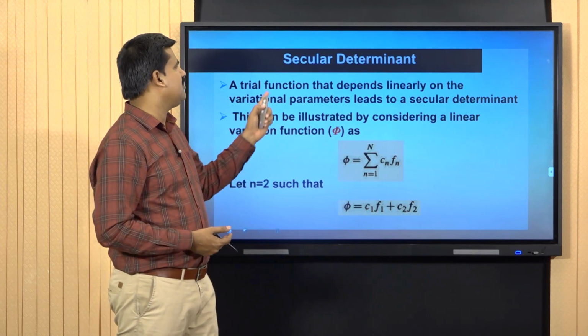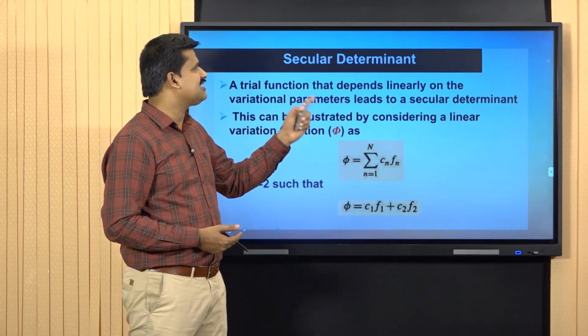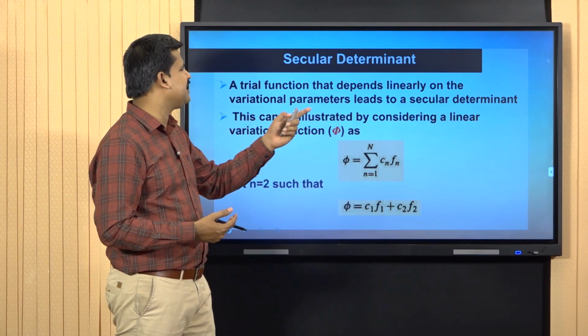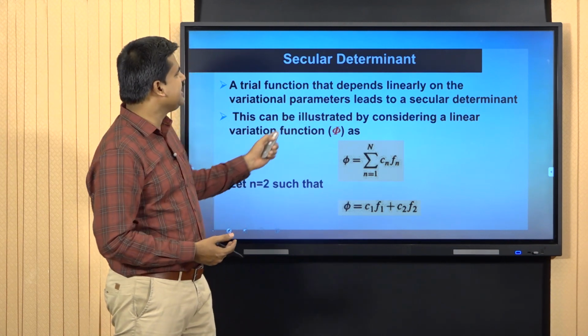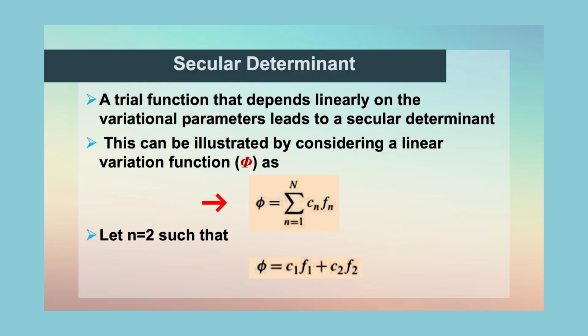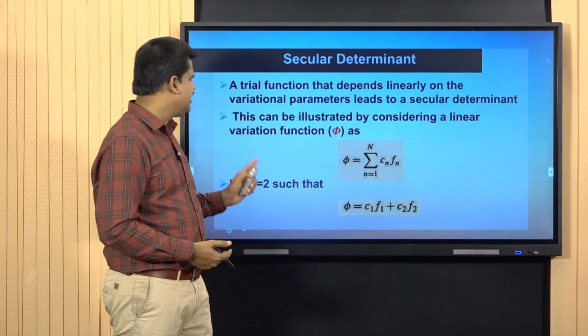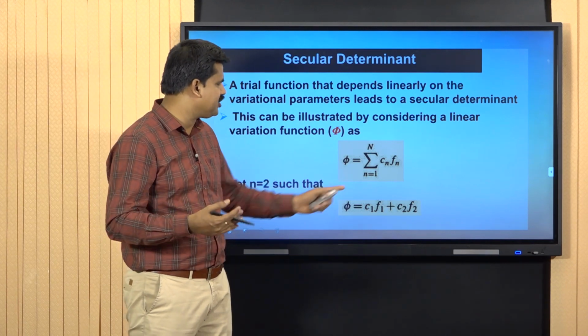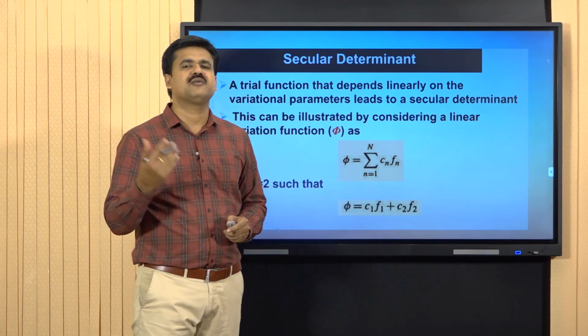A trial function that depends linearly on the variable parameters leads to a secular determinant. This can be illustrated by considering a linear variation function phi as phi is equal to summation n is equal to 1 to n Cn fn. Let n is equal to 2, such that this equation simplifies into phi is equal to C1 f1 plus C2 f2.